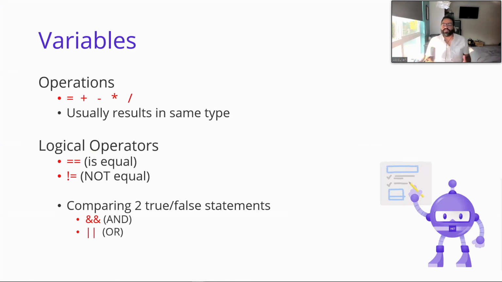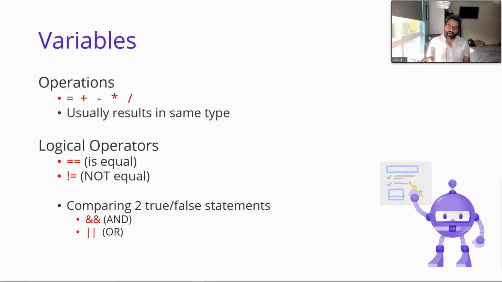So now that we have these variables, how do we do operations on them? We got to know what the equal sign does. It's assignment. You can also add different variables to each other, divide them, multiply them, all of these different things. And usually when you do one of these operations on variables, the result will be of the same type. So if you add two integers, the result will be an integer. If you add two strings, the result will be a string.